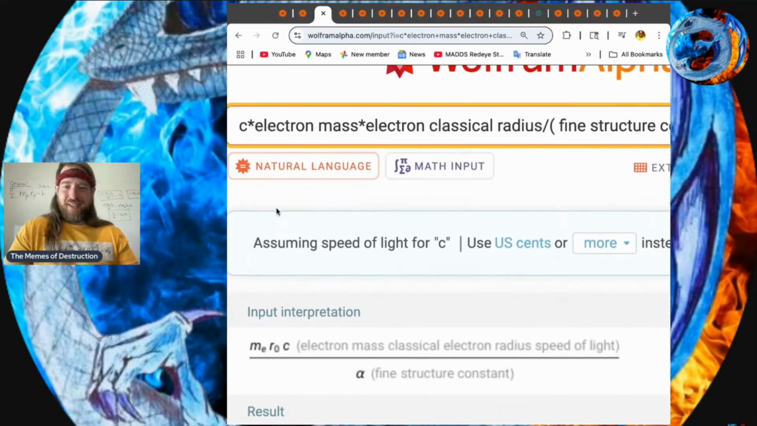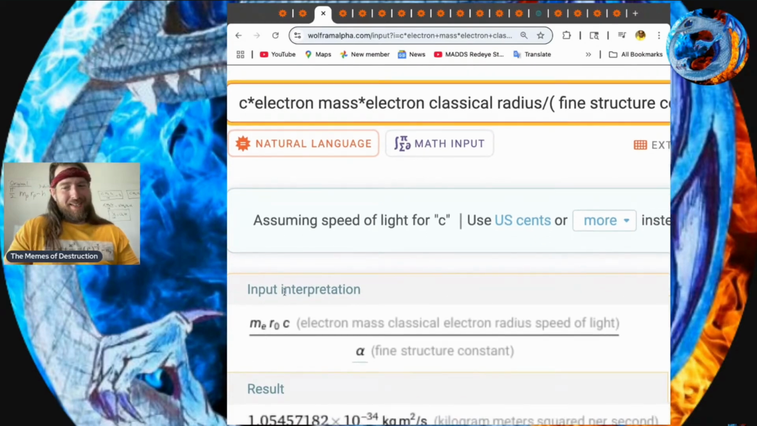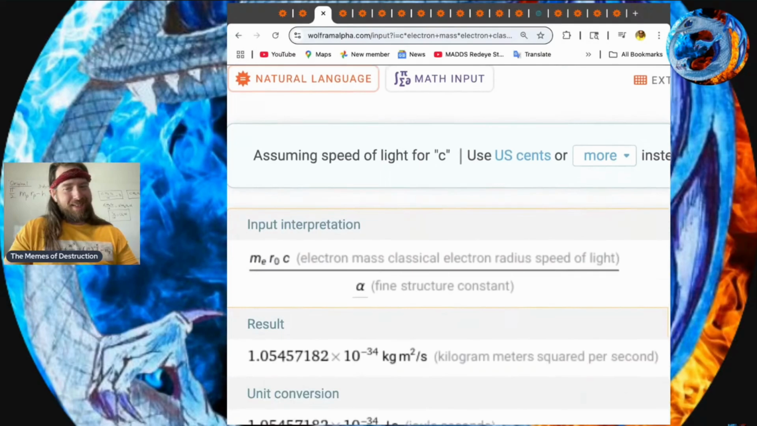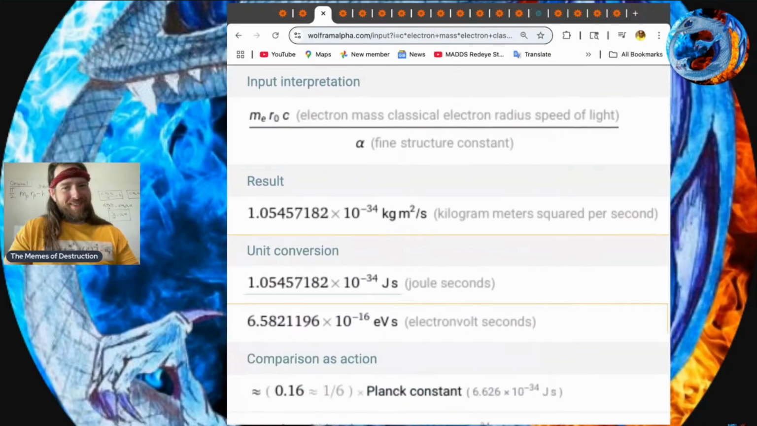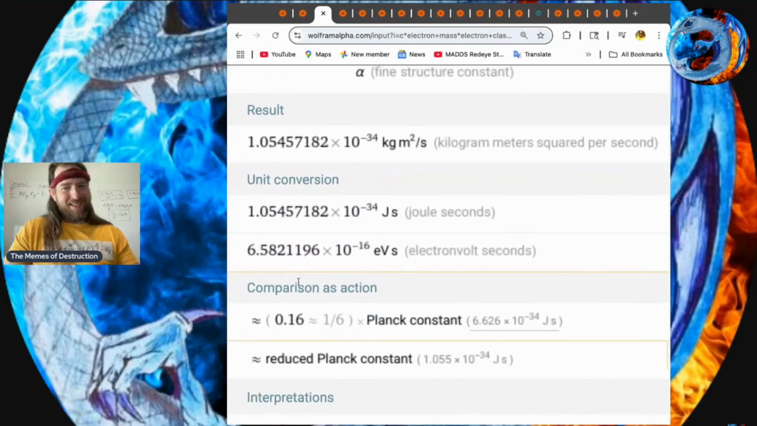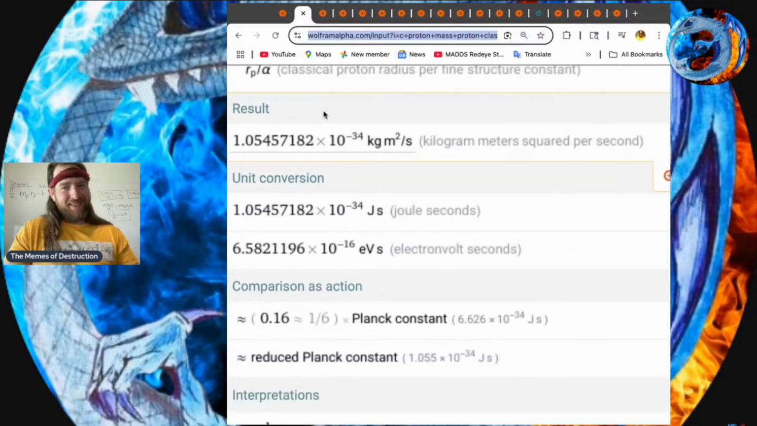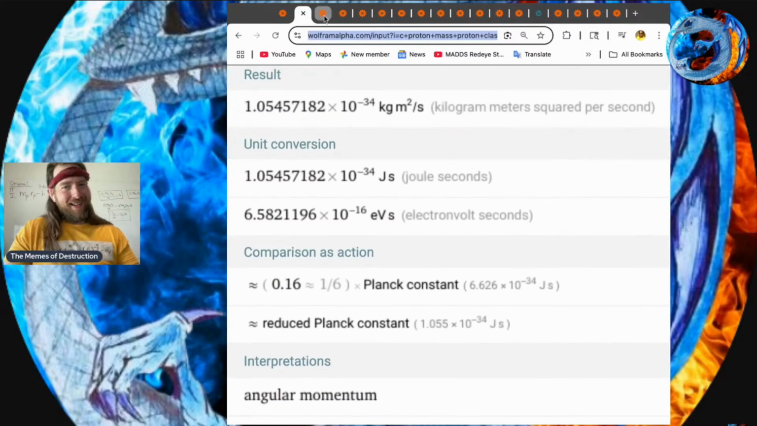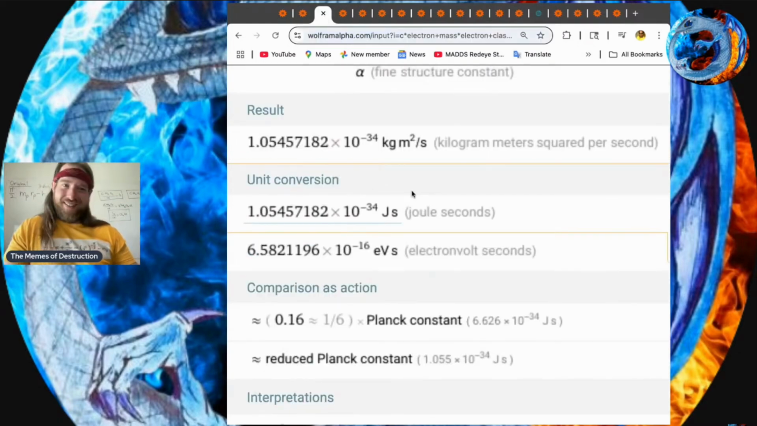We're taking the mass of the electron times the electron's classical radius times the speed of light divided by alpha, the fine structure constant. Look, these numbers look very similar. Oh, this, again, seems to be the same numbers. Huh, that is... I was not expecting this at all! So it does seem to hold there.